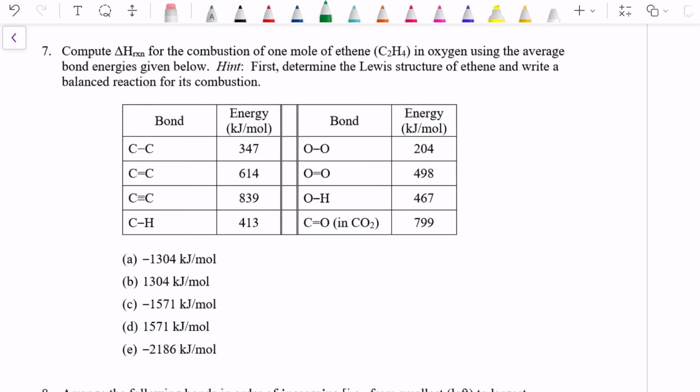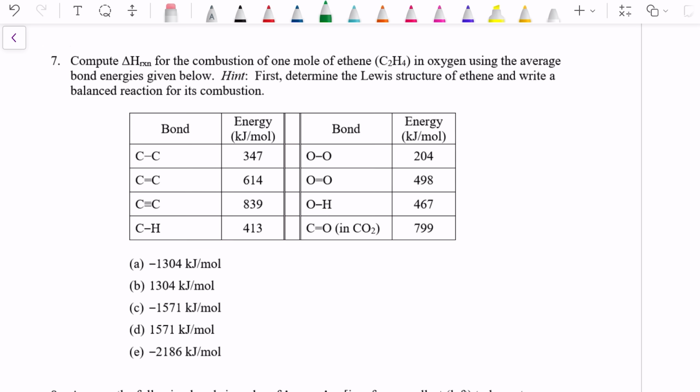So let's see here. We have ethene, which is C2H4. When we do combustion, oxygen is always the reactant. We're always going to have oxygen as a reactant. And when we do combustion of hydrocarbons, we're always going to get carbon dioxide and water. What I just wrote isn't balanced, so let's balance it.